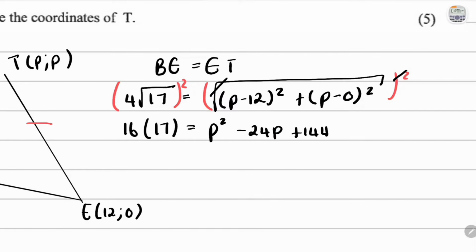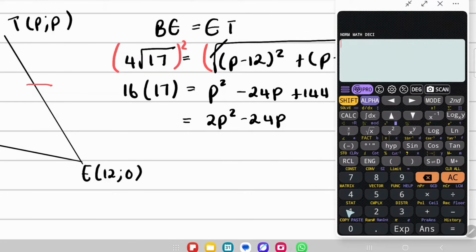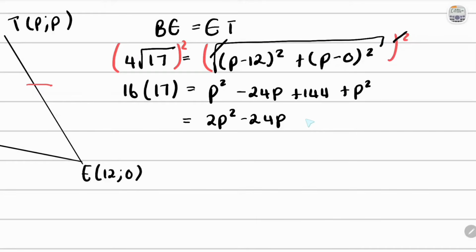Over here, p minus 0 is simply p. So p squared, we have plus p squared. Okay, so this is going to be 2p squared minus 24p and then plus 144. When we multiply 16 and 17, we quickly find that 16 times 17 is 272. So 272 comes over, becoming negative 272.